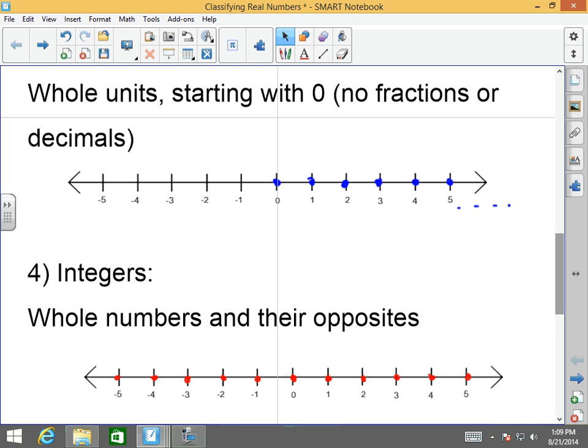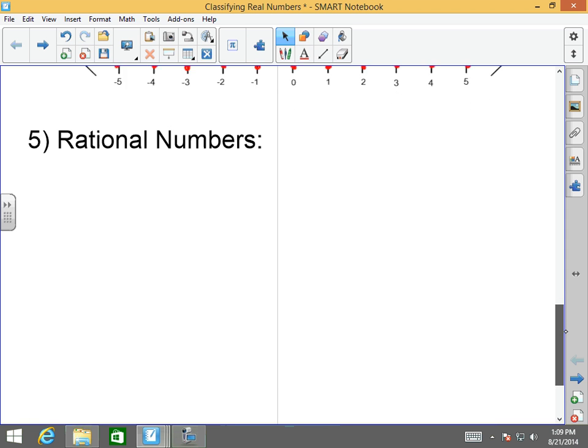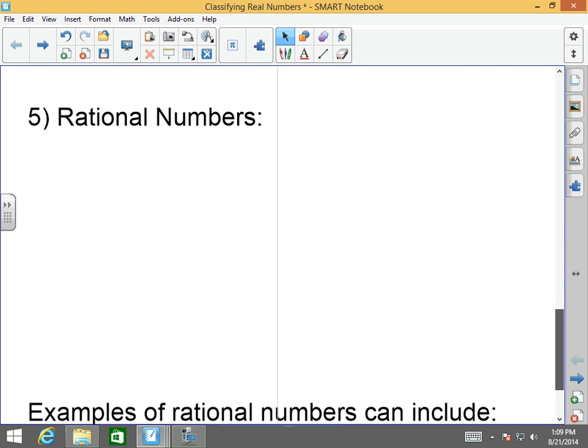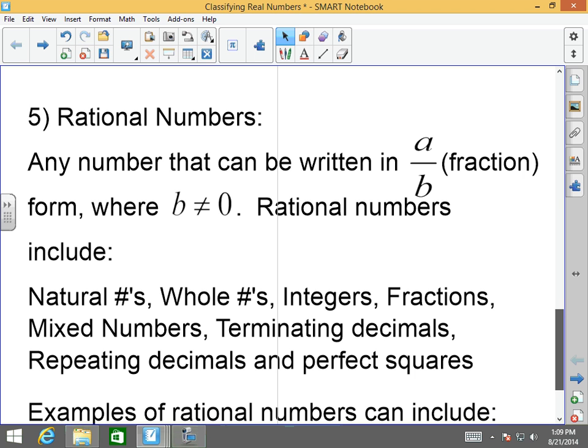Does that make sense so far, gentlemen? Awesome. Okay, now, here's the big boy. Remember that I told you real numbers are any number. It's a pretty large category. However, rational numbers are a pretty large category as well. Rational numbers is any number that can be written in A over B, or in other words, in fraction form, where B, which is the denominator, cannot equal 0.